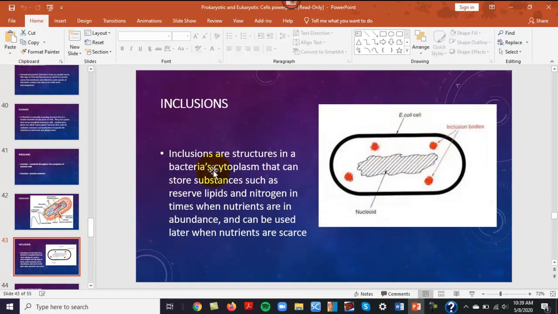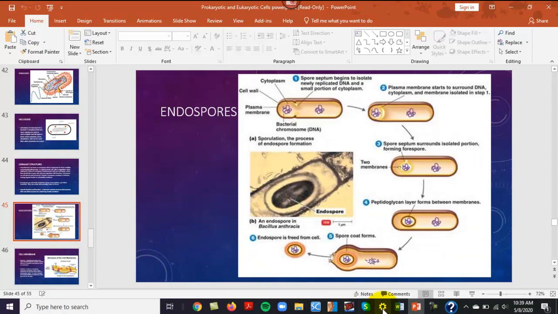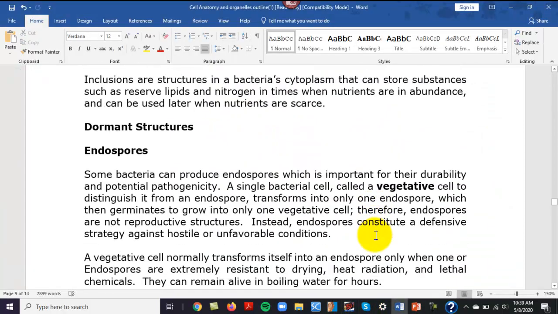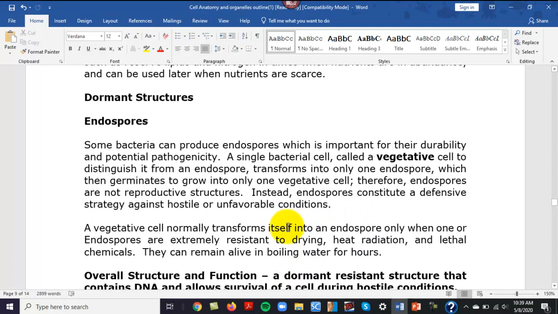I was talking about the inclusions, and I'm going to go through the last part of this, and there is a thing called an endospore. Joseph Tyndall came up with a way of killing these things, as well as staining them.